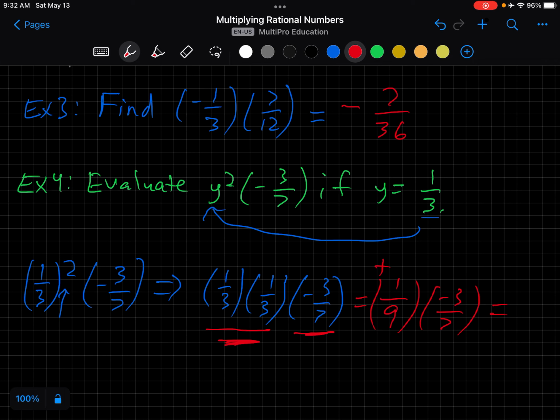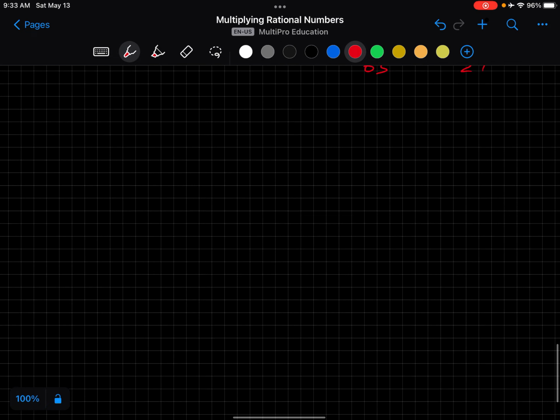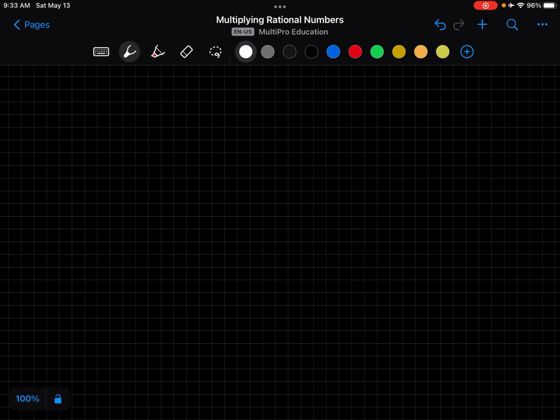Now we have two numbers that have two different signs. We have a plus and we have a minus. So we know the answer is going to be negative. And then 1 times 3 is 3, and 9 times 7 is 63. And we can reduce this to 1 over 21, minus 1 over 21. If at any time I'm going too fast, you can always stop and rewind and watch it again. All right, let's talk about another rule here.